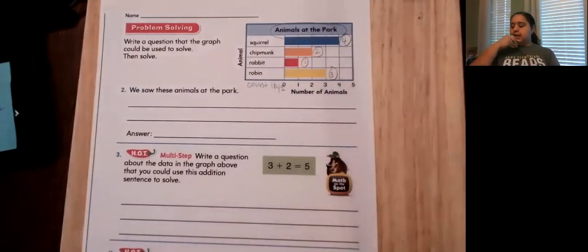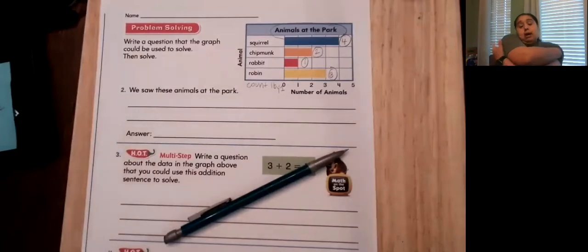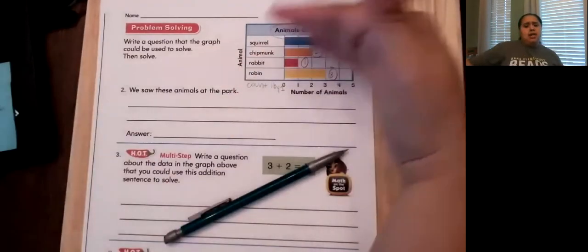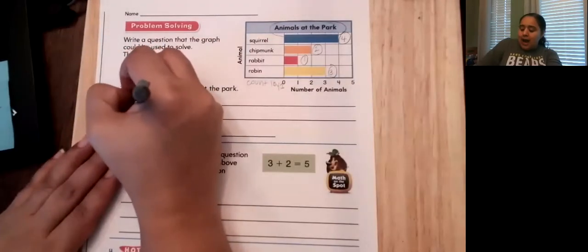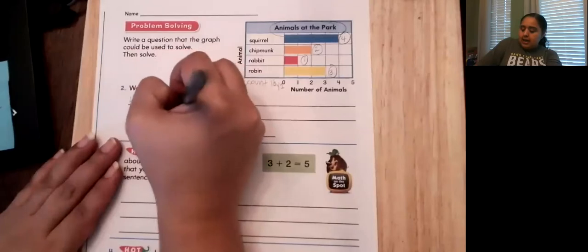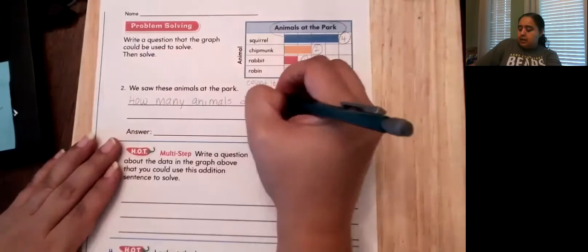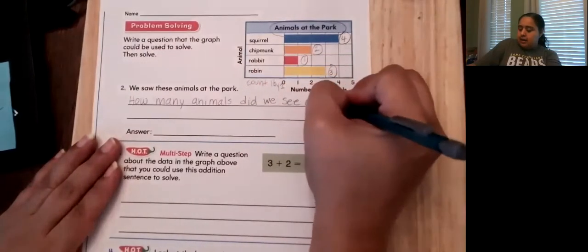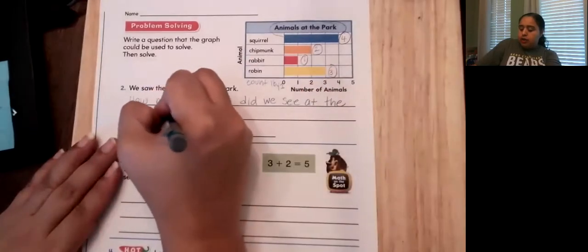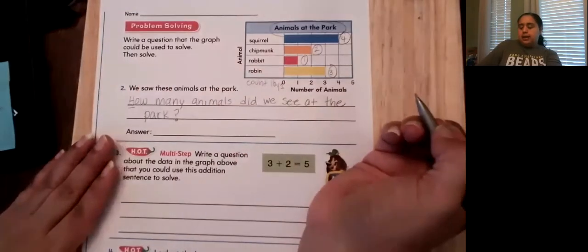Well, I was thinking about it and I'm going to give them a hard question. Now your question might be the same or it might be different from mine because we can ask many, many questions about this graph. So I was thinking, oh, I know. How many animals did we see at the park? And it's a question, friends. So remember, question mark at the end and capital letter at the beginning.